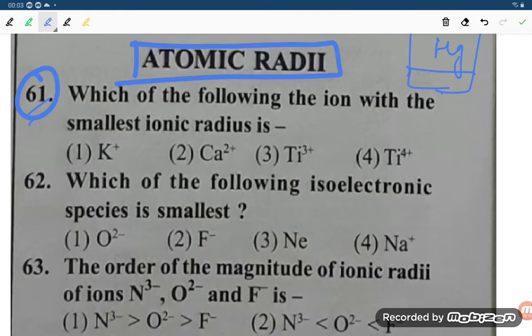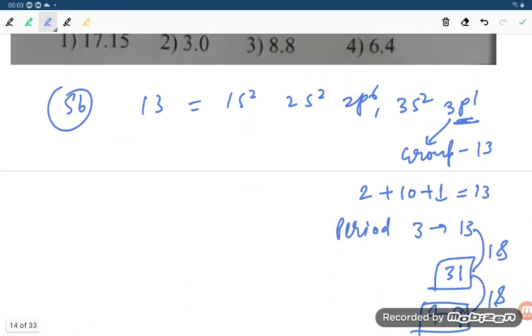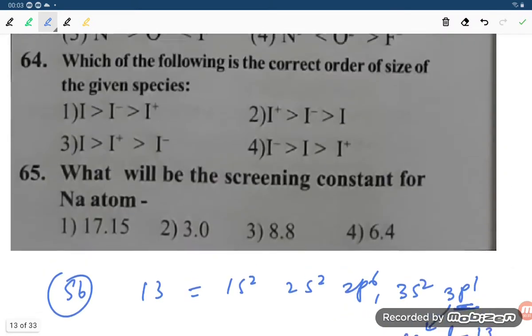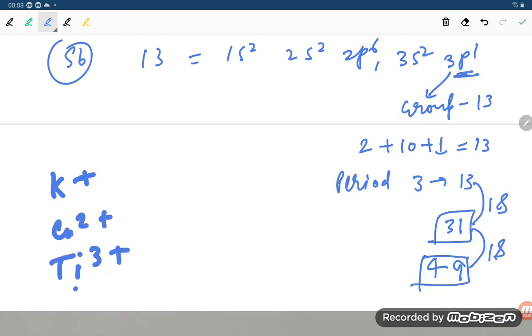Which of the following ions has the smallest ionic radii? K plus, Ca2 plus, Sc3 plus and Ti4 plus are given. Students, when you are going to solve this kind of problem, K plus is there, then Ca2 plus is there, and Sc3 plus is there, and Ti4 plus is there.